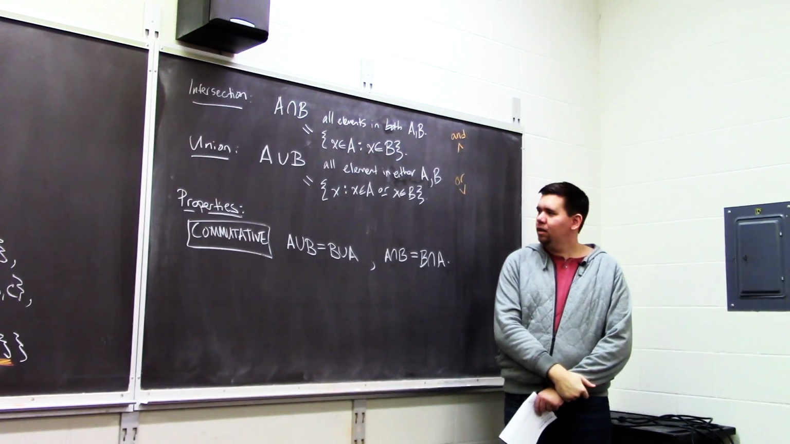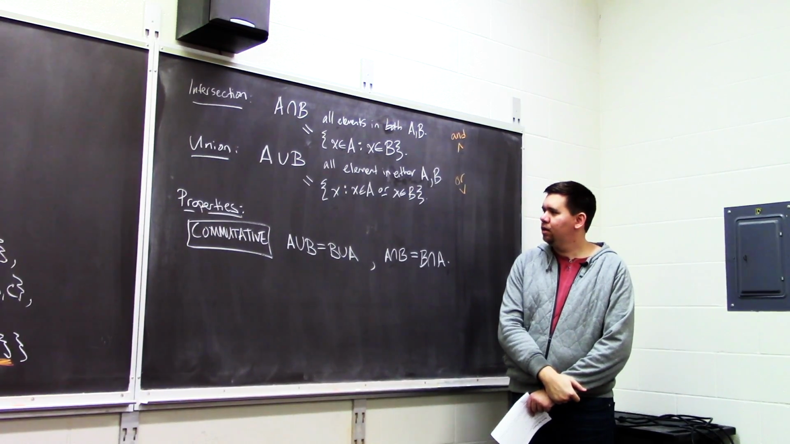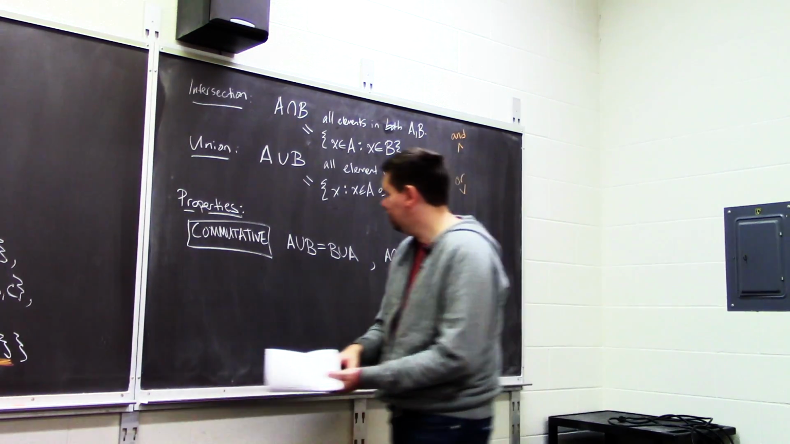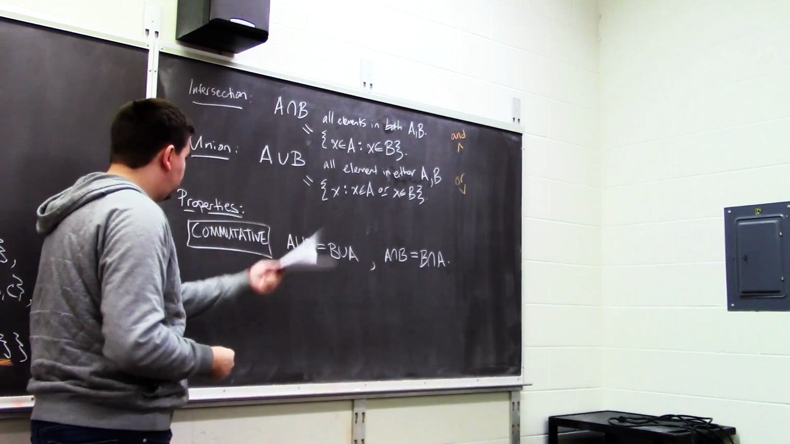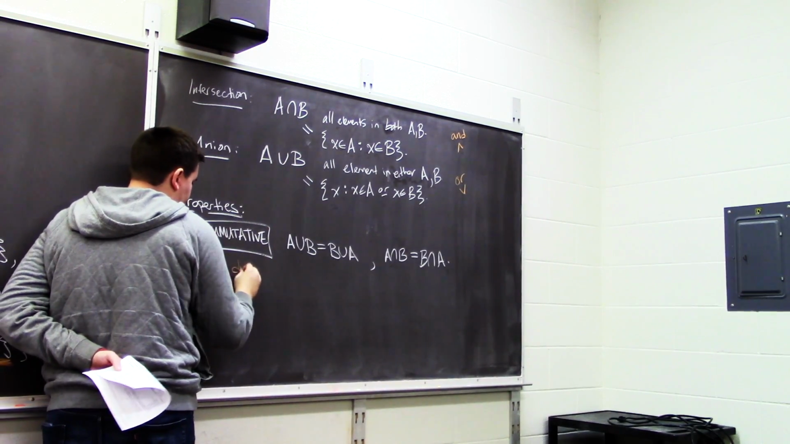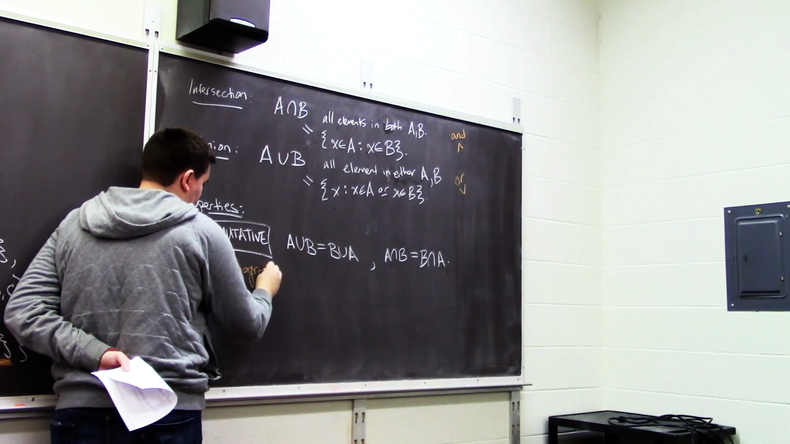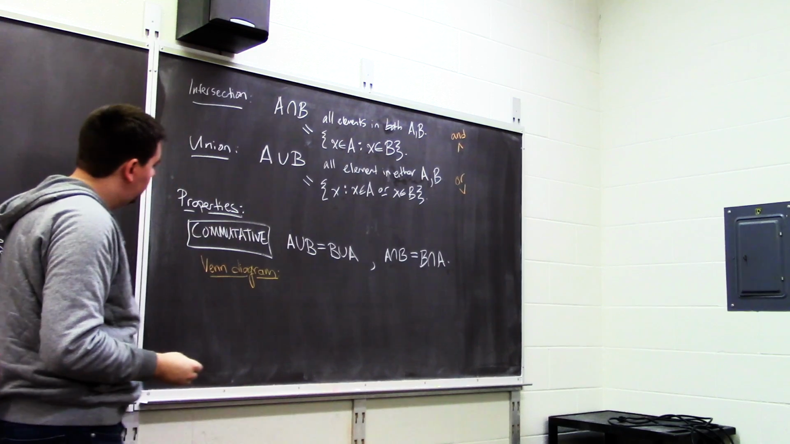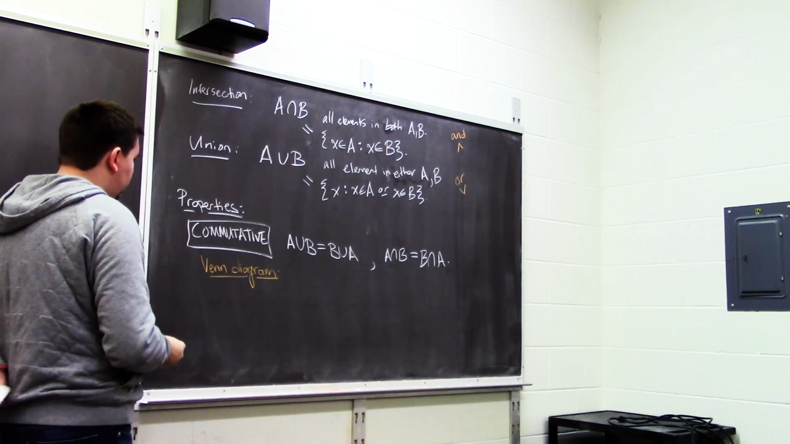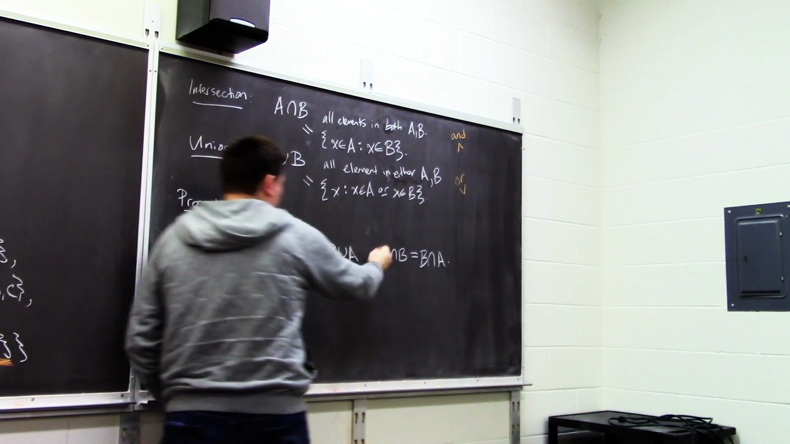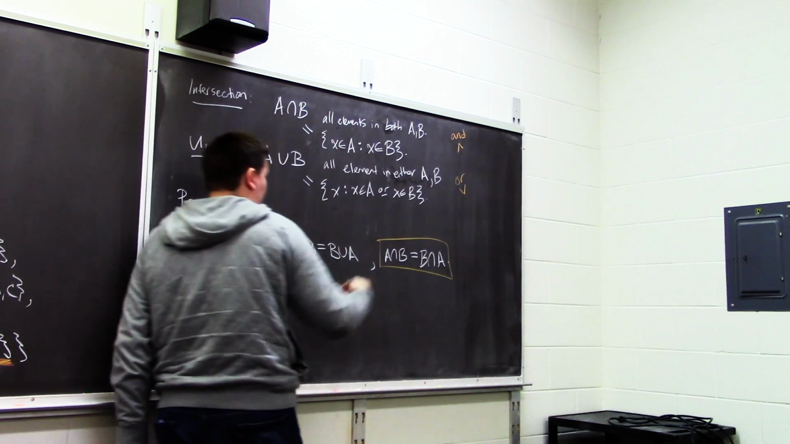So how might we show this? Well, there are two ways you might try and prove this. The first is you can see this with a Venn diagram. So this isn't a proof so much as a picture to convince you it's true. This is an informal proof. And so what you can do is, well, let's prove the second. A intersect B is B intersect A.